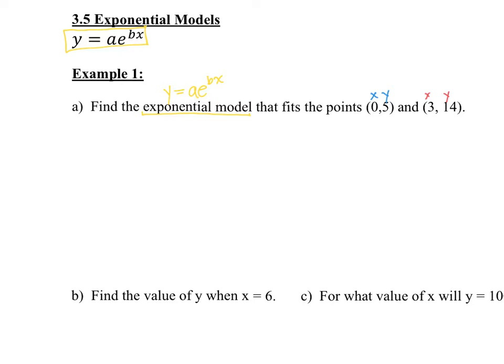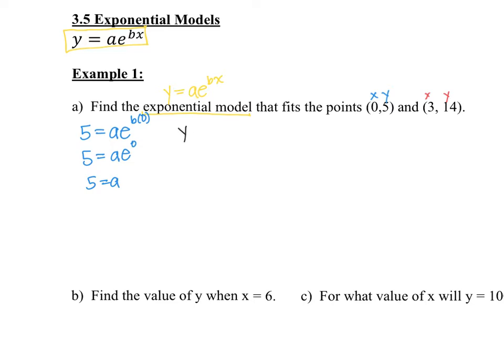Okay, so I'm going to plug (0, 5) in first. So it's y equals a e to the bx. So y is 5, a e to the b times x. What's x? X is 0. Okay, b times 0 is just 0. Okay, e to the 0 is just 1. So 1a equals 5, which means a equals 5. So that helped me find my first constant right away.